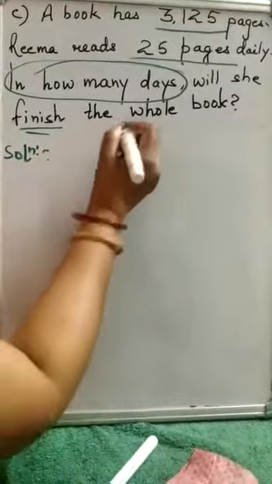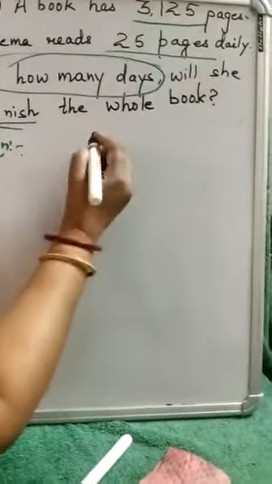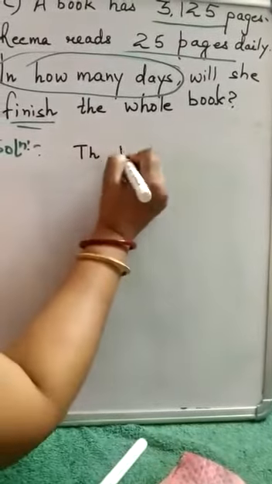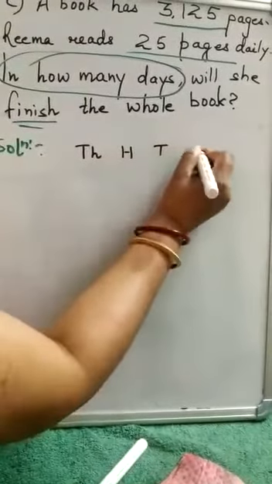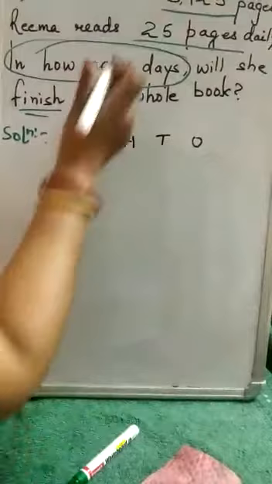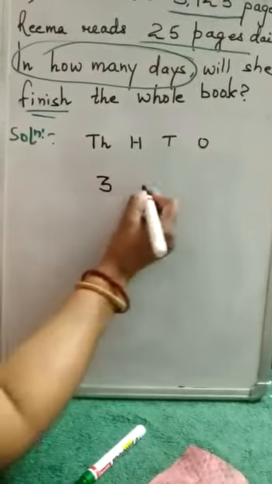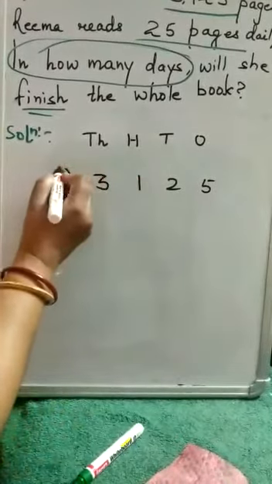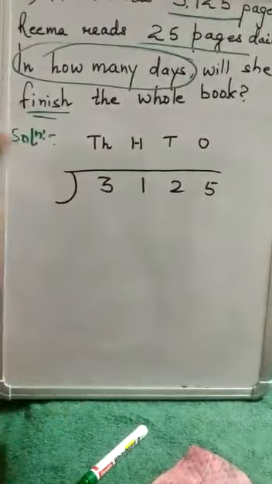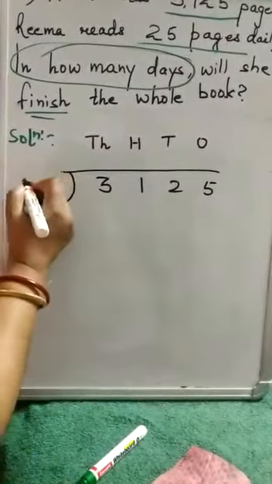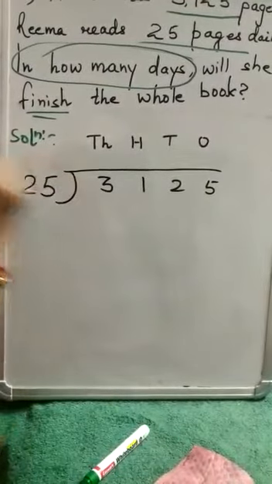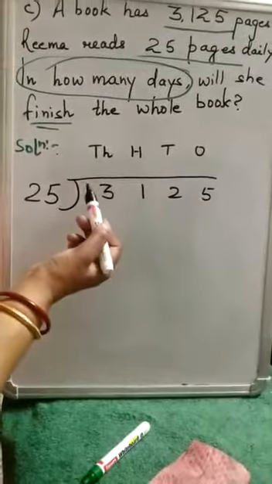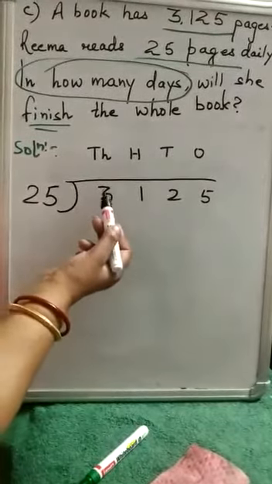So total number of pages, 3125. 4 digits, so I will start with thousands, hundreds, tens, ones, right? 3125, the total number of pages, will be divided by the number of pages read by Rima daily, 25, right? Now we will start the division from the extreme left side, the highest place value digit, that is 3000.